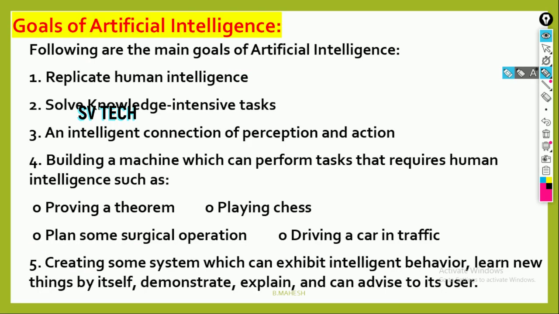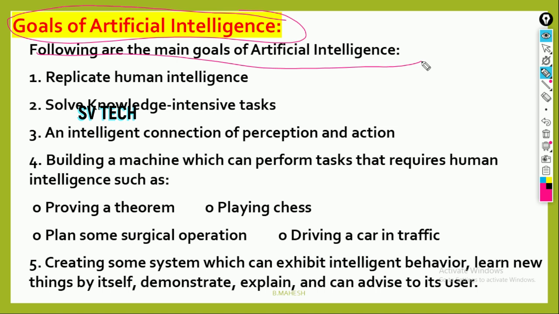Here we are going to discuss a few goals related to artificial intelligence. Actually we have so many goals, but here we are going to discuss very few. The following are the main goals of artificial intelligence. First, the artificial term is introduced to replicate human intelligence. How a human thinks, like that AI has to think in future. That is the main goal of artificial intelligence.